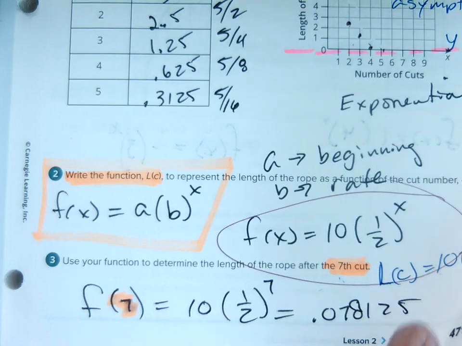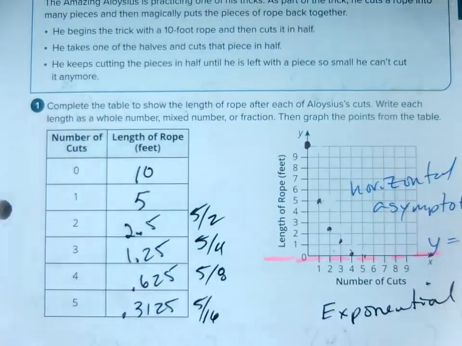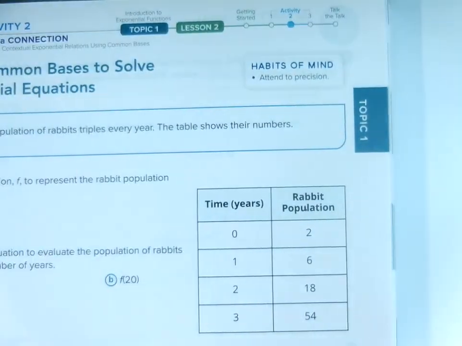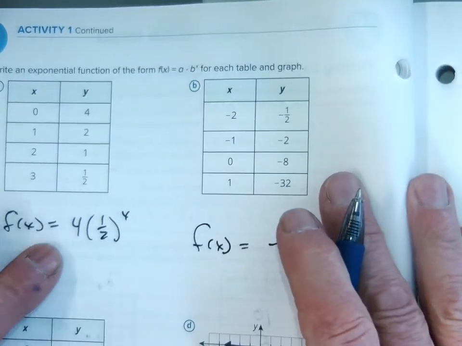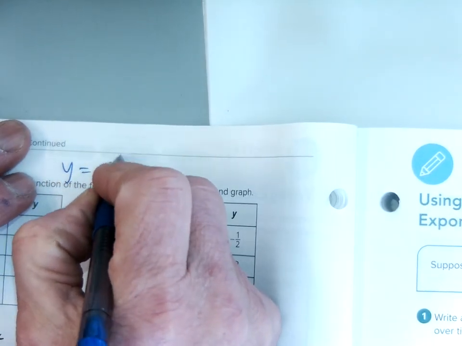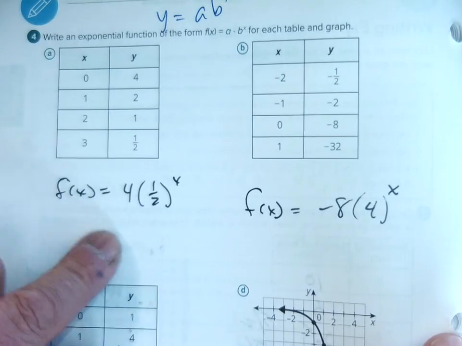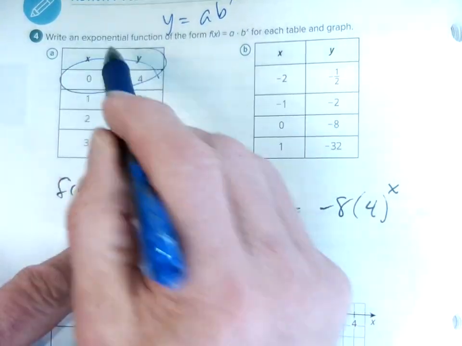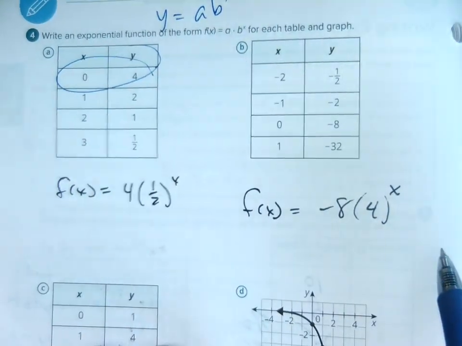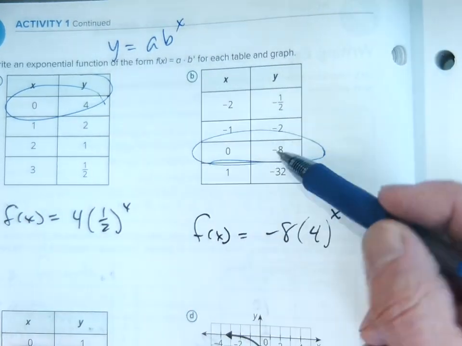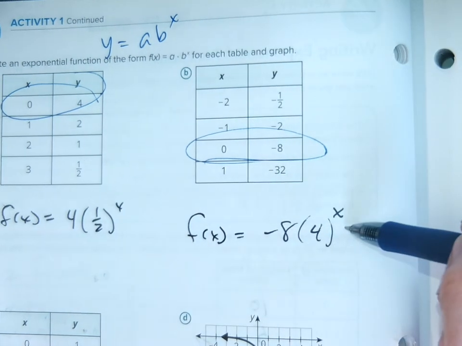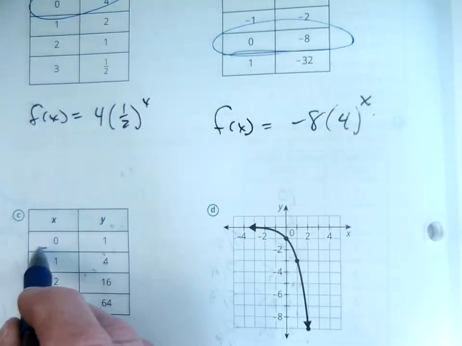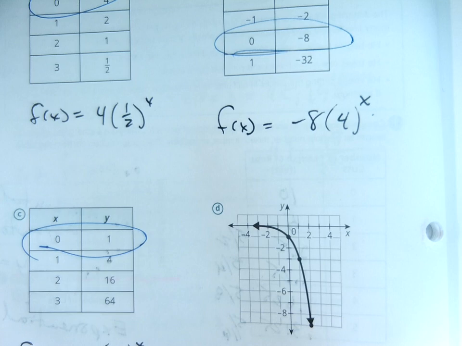Okay. Then we looked at the next page. And the next page, we simply took a look at how do we make an exponential. We're going back to our y equals a b to the x. Okay, we know we start with 4, because right there, we're taking half of it to the x. On b, we know we started with 8, and we're multiplying by 4. We start with -8, and we're multiplying by 4. On c, we knew we start with 1, and we're multiplying by 4 each time.